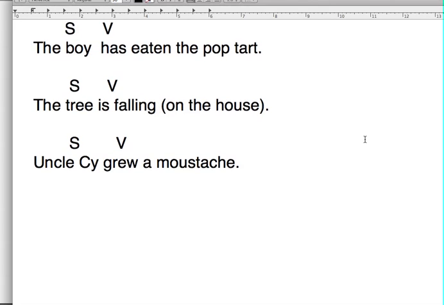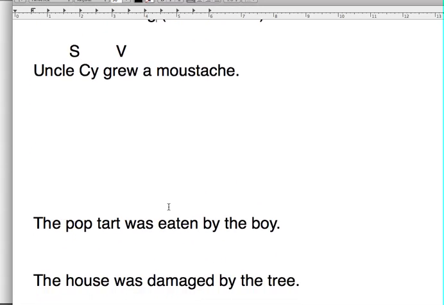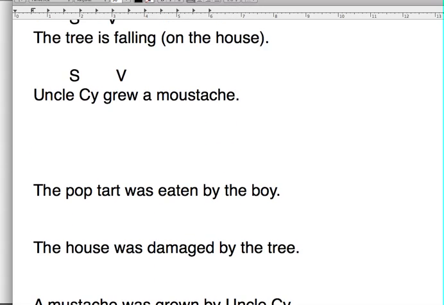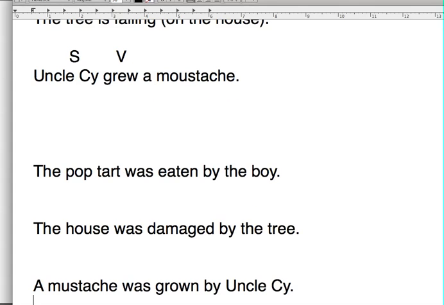We said that these sentences were active, right? The boy is doing the eating, the tree is doing the falling, Uncle Si is doing the growing of the mustache. If we make these verbs passive, they're going to look like this. The Pop-Tart was eaten by the boy.